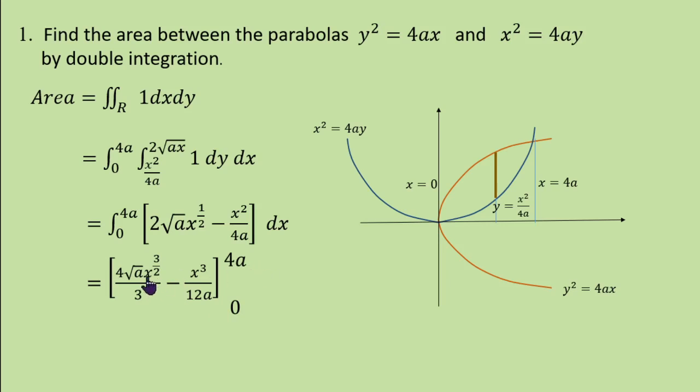When x is 4a, x power 3 by 2 is 4a into root 4a. So, root a into root a is a, and 4a. Therefore, it becomes a square into 4 into 4, 16 into square root of 4, that is 2. So, 32 a square by 3 minus x cube, 4 cube, a cube. A cube by a is a square, and cancel 1 4, 16 by 3. And hence it is 32 a square by 3 minus 16 a square by 3, that is 16 a square by 3. So, that is the required area between these two parabolas.